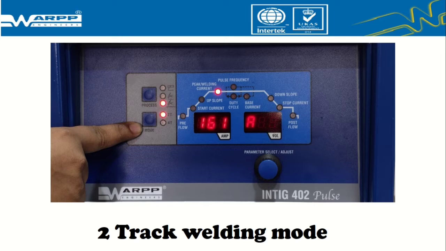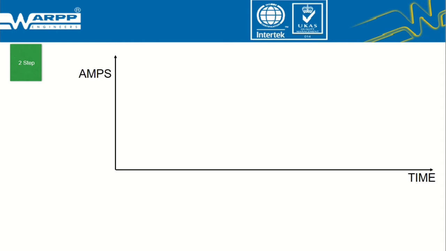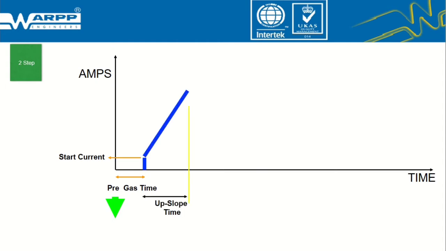This is the two-track welding mode. Let us see how two-track welding mode works. Press the torch trigger switch to start the welding and keep it pressed. At first, the pre-flow gas time starts. It reaches, then the start current is activated. It reaches the peak current value with the preset upslope time.